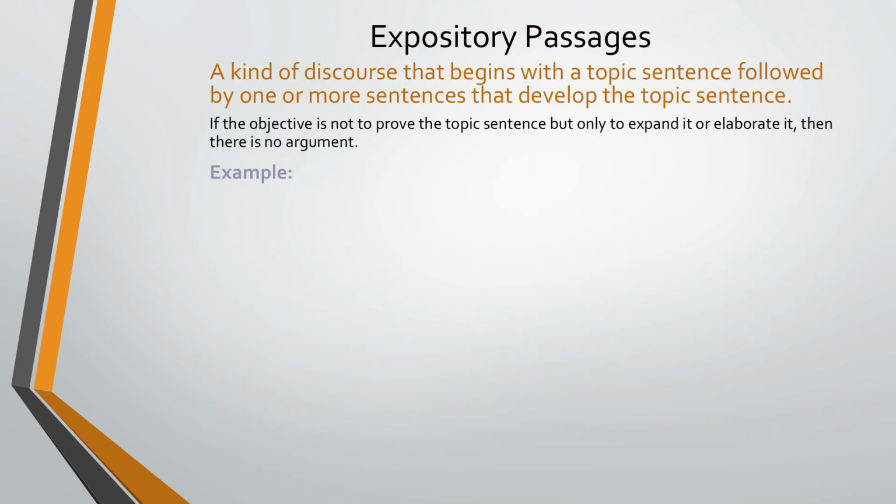An expository passage is a kind of discourse that begins with a topic sentence followed by one or more sentences that develop the topic sentence. If the objective is not to prove the topic sentence but only to expand it or elaborate it, then there is no argument. Let's go ahead and take a look at an example.